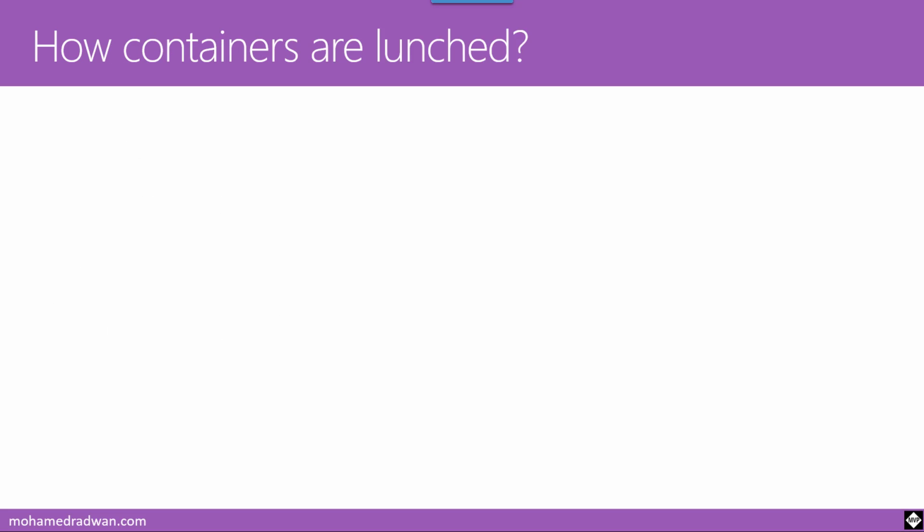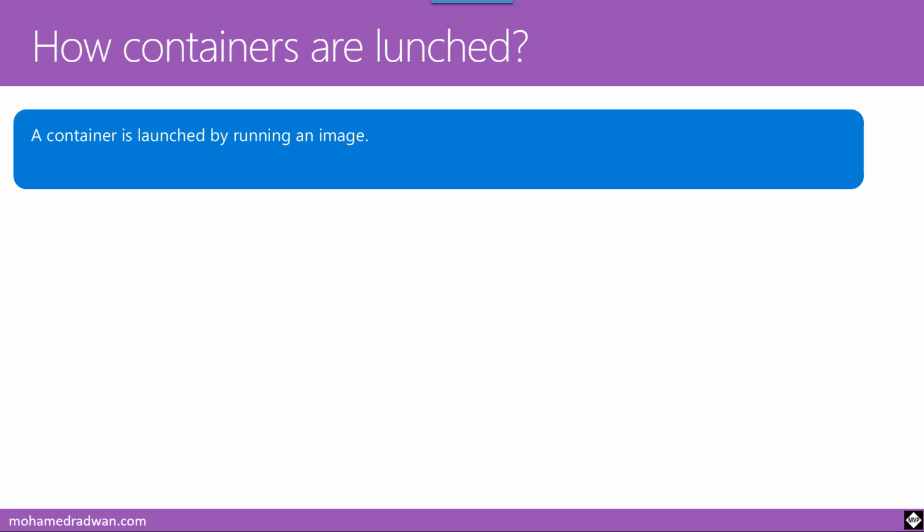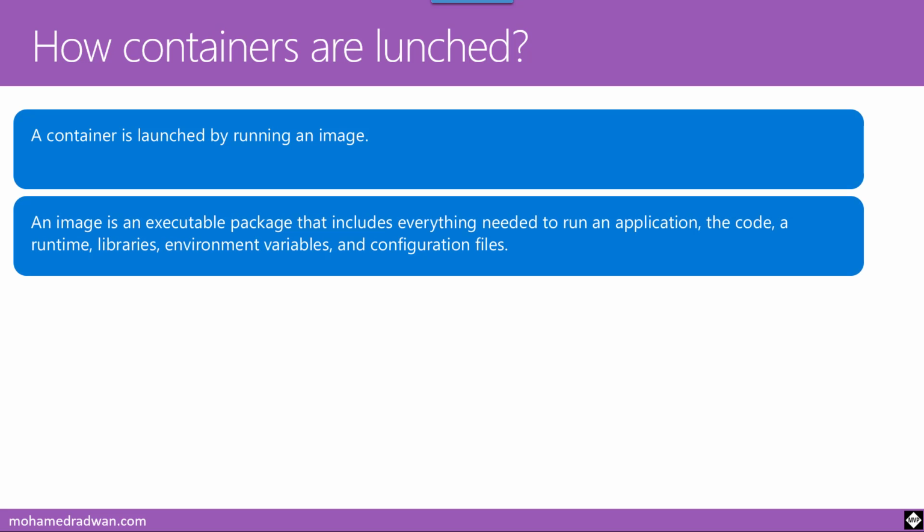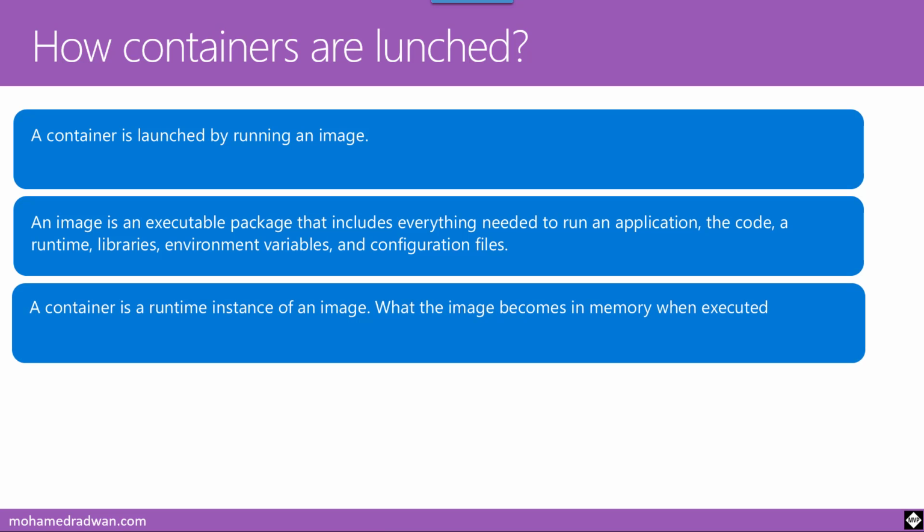How are containers launched? A container is launched by running an image, as we explained. Once you run the image, it gives you the container. An image is just an executable package that includes everything needed to run the application, which is the code, a runtime, libraries, environment variables, and configuration files. A container is a runtime instance of an image. What the image becomes in memory when executed is what we call the container.